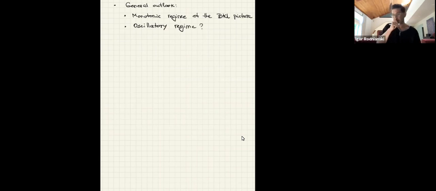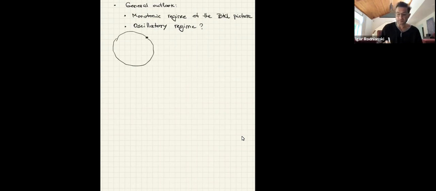Now, not much is known about the oscillatory regime. So what is expected to happen in the oscillatory regime? Let me first of all draw, again, a picture of the Kasner circle. So each point here is a Kasner solution.